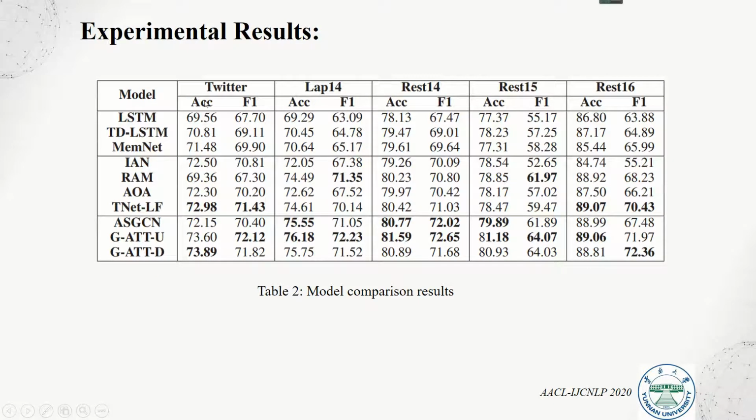Experimental results. As indicated, graph attention with memory fusion outperformed all baseline models in terms of F1 score. In terms of accuracy, except for results slightly lower than the TNet-LF model on restaurant 16, both graph attention variants achieve better performance. The reason is that the proposed model can capture both syntactic and local information, which improves performance.